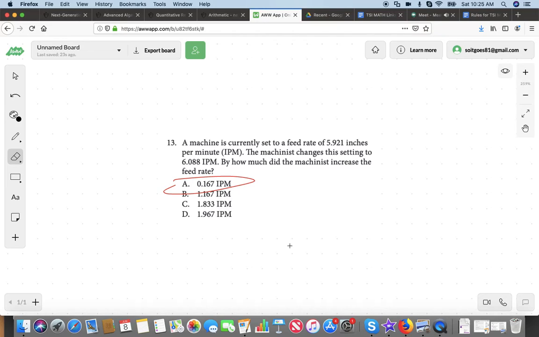5.9 is almost 6, and 6.088 is just barely above 6. This is not even a 1 inch per minute increase. Not even close. So it can't be B, C, or D, which it's not.